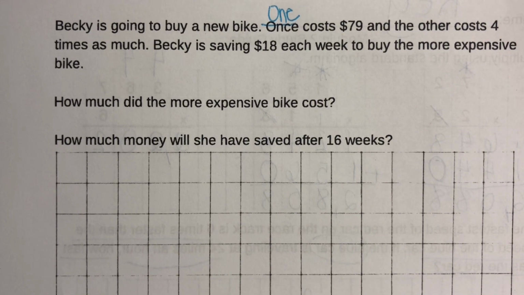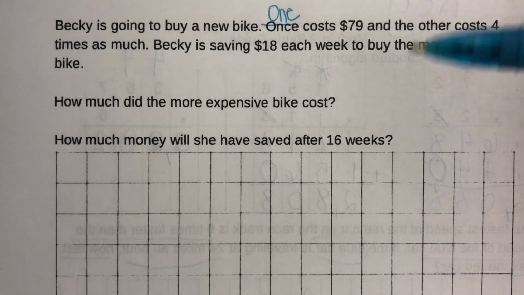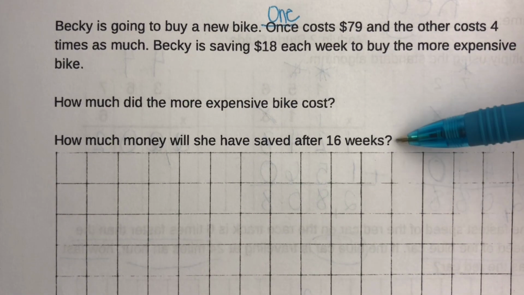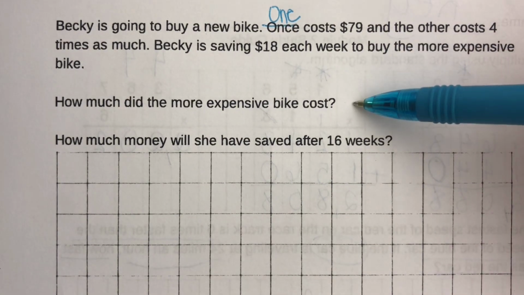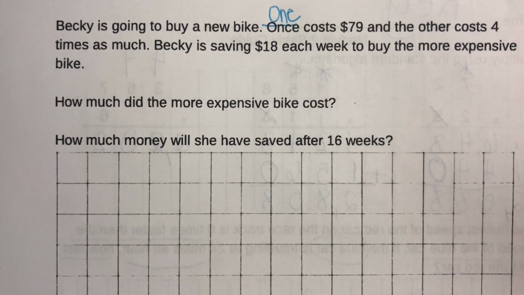Becky is going to buy a new bike. One costs $79 and the other costs 4 times as much. Becky is saving $18 each week to buy the more expensive bike. How much did the more expensive bike cost? This is part 1 of our question, and part 2 is how much money will she have saved after 6 weeks. So we're going to start with this one. How much did the more expensive bike cost?